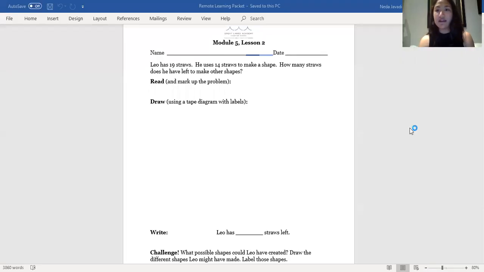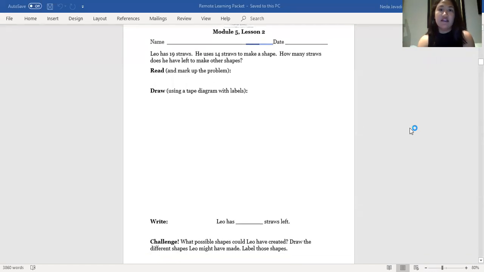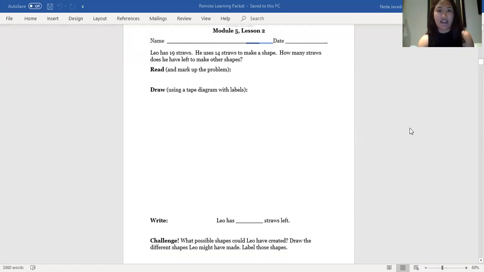Hi scholars, today we're going to be doing Module 5, Lesson 2. We're going to keep talking about shapes. Let's do the first problem together.